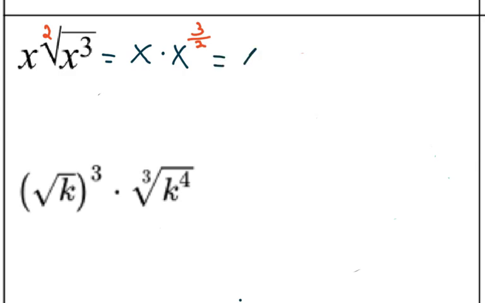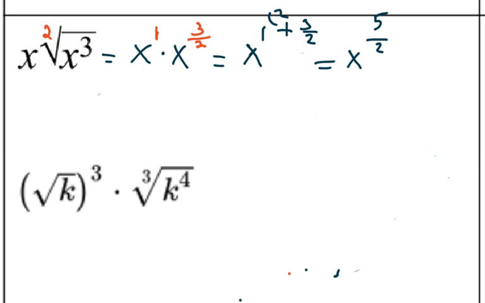Now I need to use product rules to add exponents. This x with no exponent was to the first power, so now let's add it. 1 add 3 over 2. Common denominator is 2, so let's multiply this by 2. So my answer here is 1 times 2 is 2, plus 3 is 5 over 2. Okay, let's move to next example.